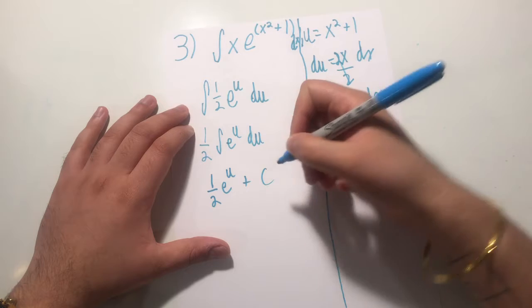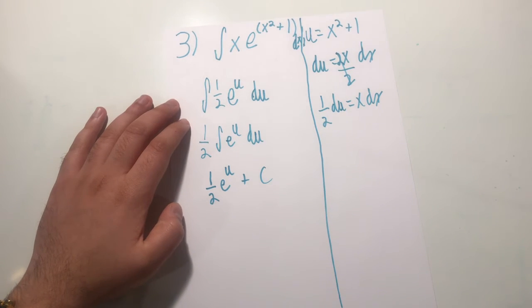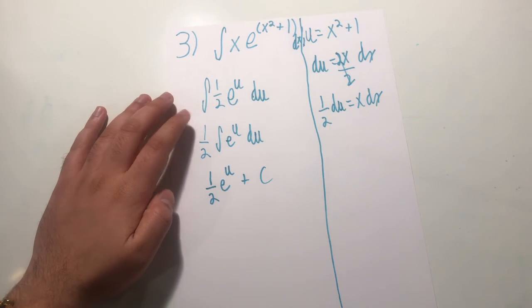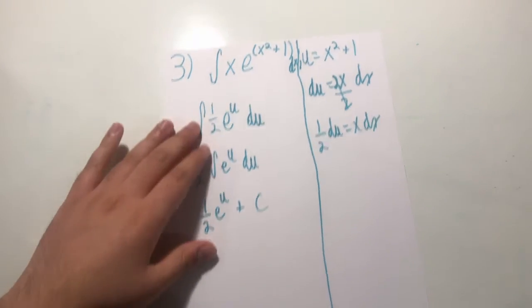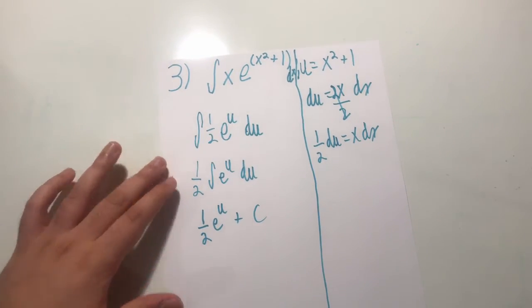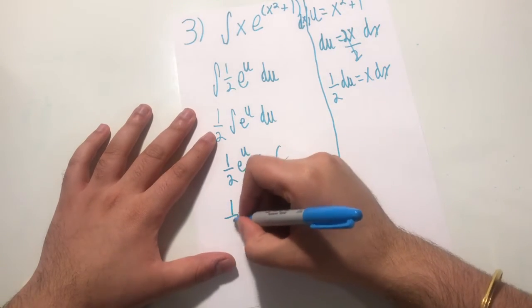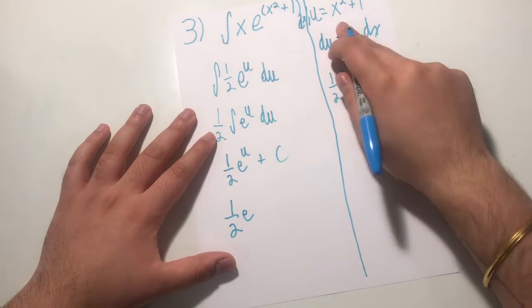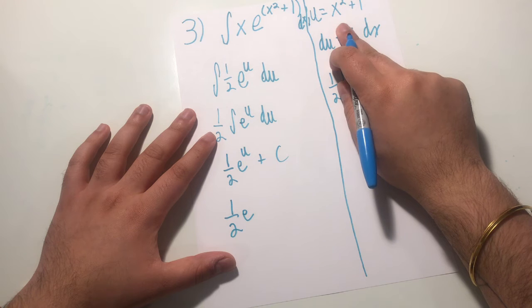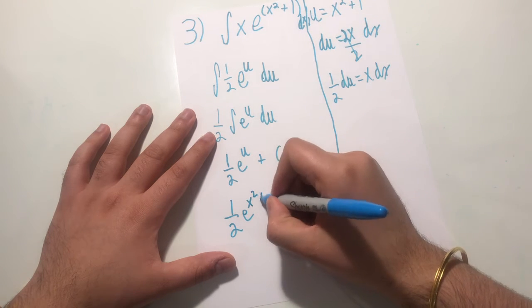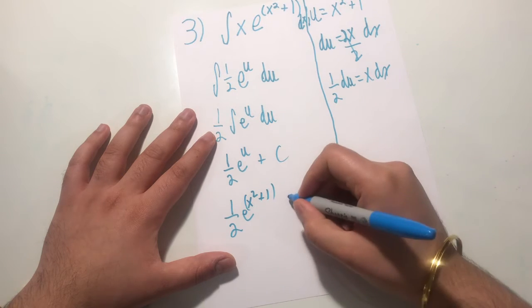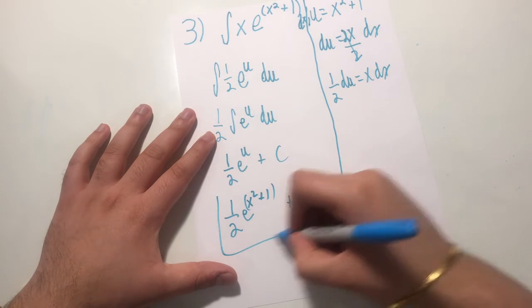plus c. Now we have to substitute back in our x terms, our original stuff, because like I said before, we can't leave it in terms of u because our original thing wasn't in terms of u. So 1 over 2 times e raised to the x to the second plus 1 power plus c. And that's our final answer.